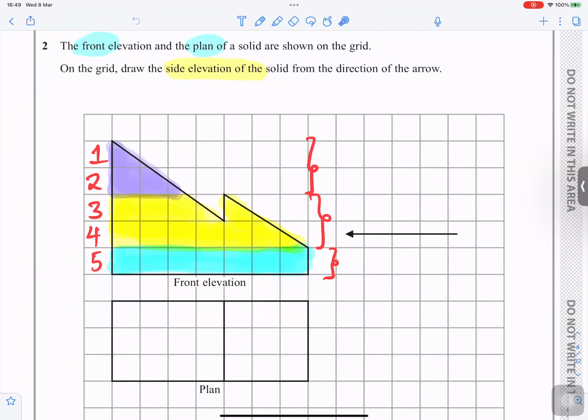The plan is what you see, the view from above. So when you look from above, that gives you the plan. And you would see 1, 2, 3, which covers that 1, 2, 3. And you would see 1, 2, 3, 4, which covers that 1, 2, 3, 4, when you look from above. Now, this is how we're going to draw it.